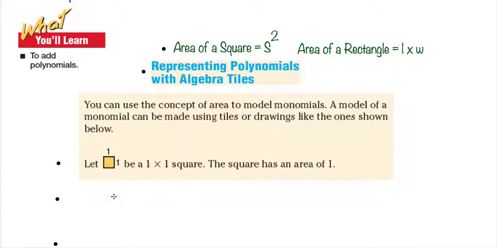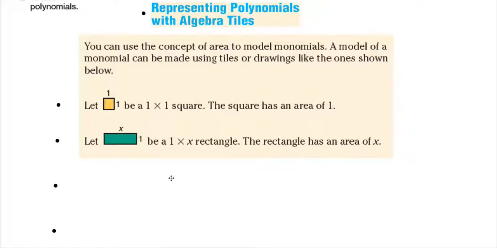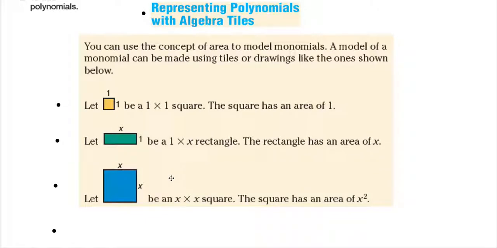Okay, the next model we're going to talk about is the x tile. Why is that? Because the dimensions of this tile are a length of x and a width of 1. Multiply those two and you end up with an area of x, and that's the reason why it's called your x tile.